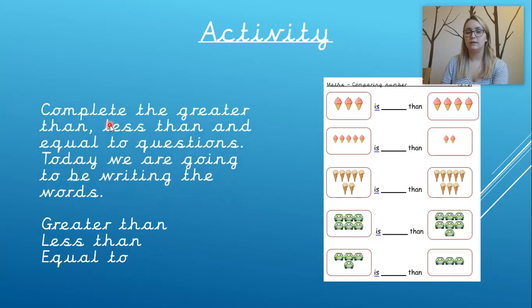So we are going to be completing the greater than, less than and equal to questions on the worksheet today. And today we're going to be looking at writing the words, not using the symbols. We're going to look at the symbols again tomorrow in a little bit more detail.